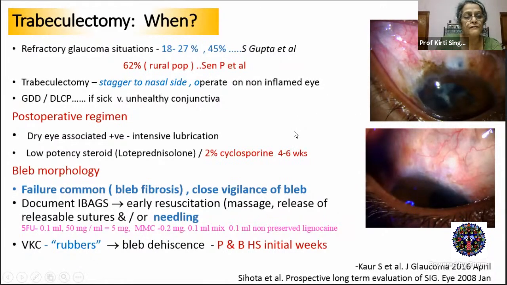Post-op, these children very often have dry eye. You need intensive lubrication. Use steroids for preventing failure, but keep a track on the IOP rise. If possible, use low potency steroid. Now, having said this, please remember, if you use too much of a low potency, you ultimately need to have anti-fibrotic activity. So you would need to use steroids sparingly. You have to monitor these kids very, very stringently to see whether they're responding to the steroids post-trab.